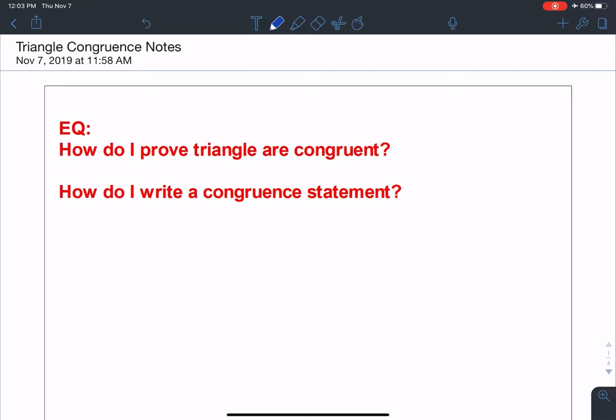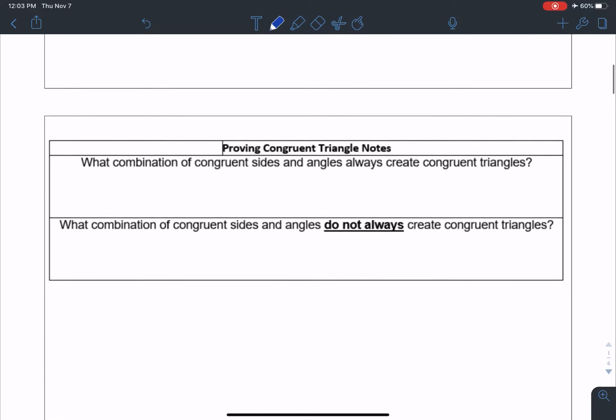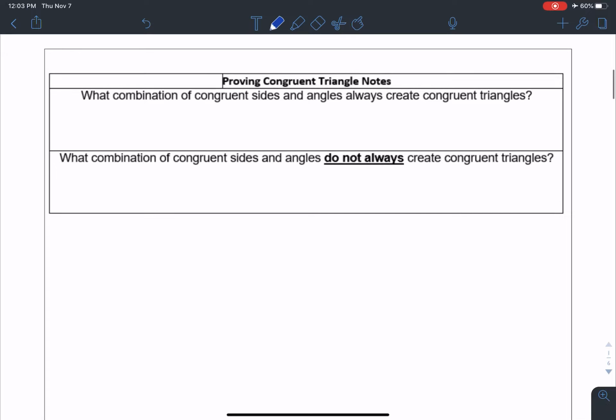Okay, so today's video is going to be how to prove triangles are congruent, and then how do you write a congruence statement. So make sure you have those two down in your notes. The first thing we're going to do is review the ways that we talked about in class how to prove triangles are congruent. So what combination of congruent sides and angles always make congruent triangles?